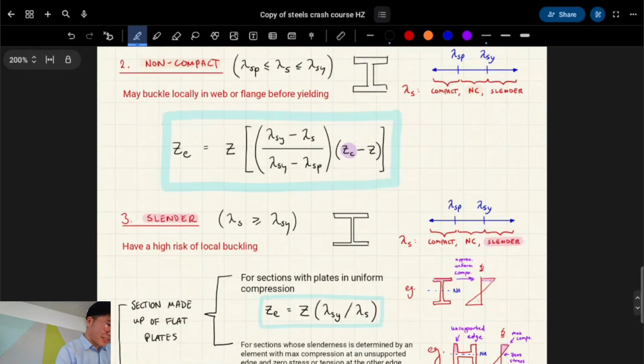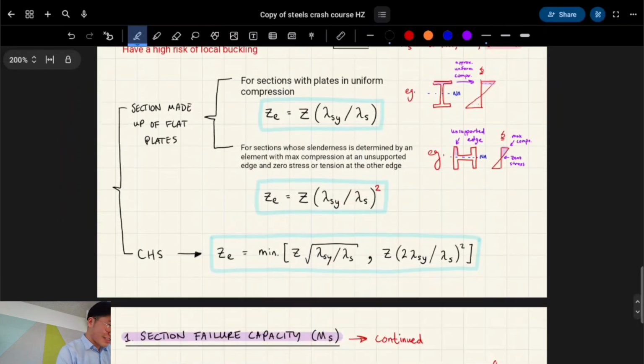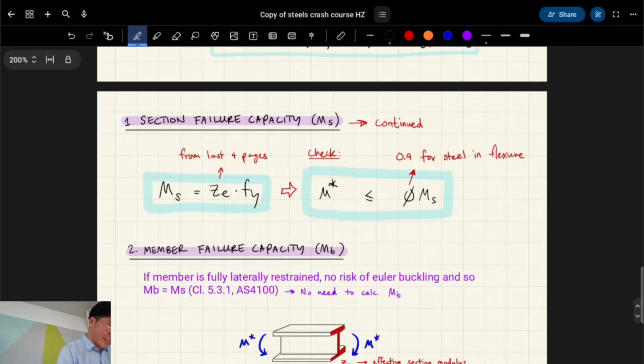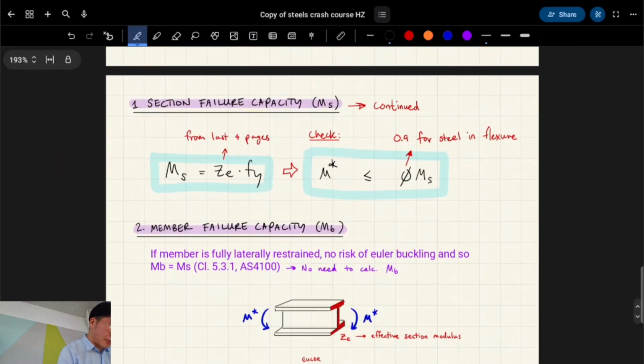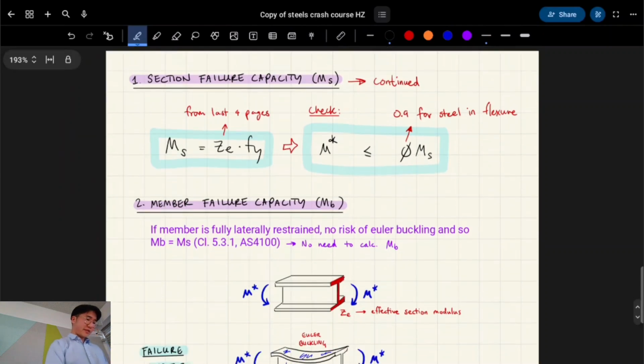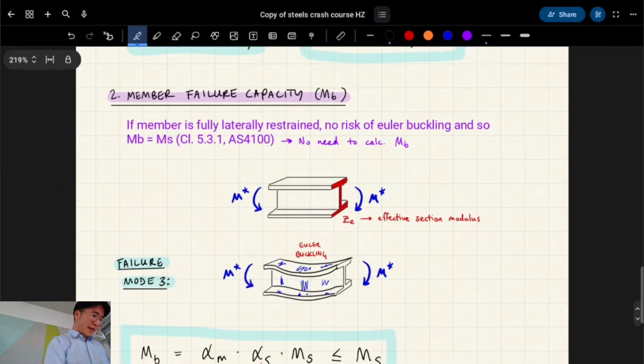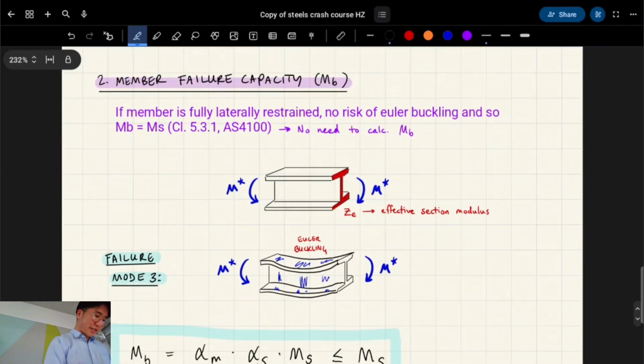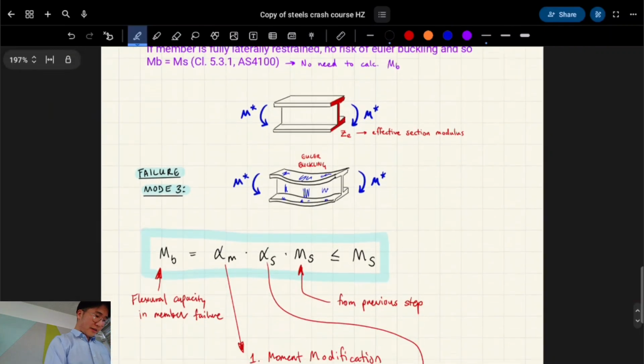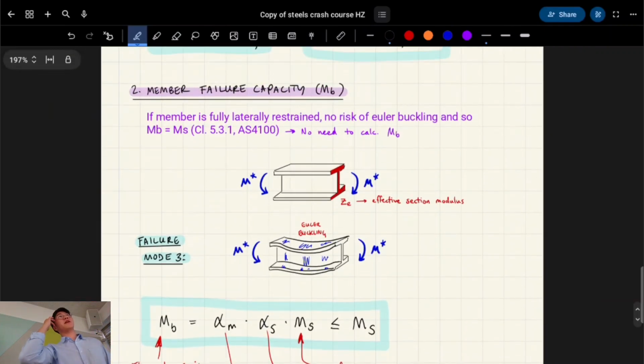There's a bunch of formulas. I won't have time to cover them. There's a lot of reading of the standards in this part. But yeah, that's how you do the section failure checks. The member failure checks are a little bit harder because it requires you to understand a lot more context on steel connections. So there's something called restraints. It's just how you kind of prevent your member from buckling.